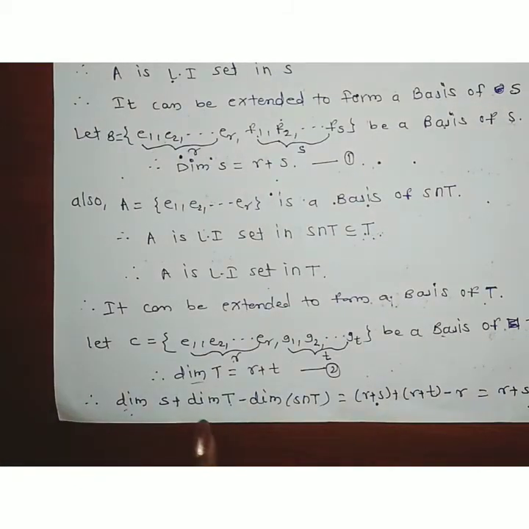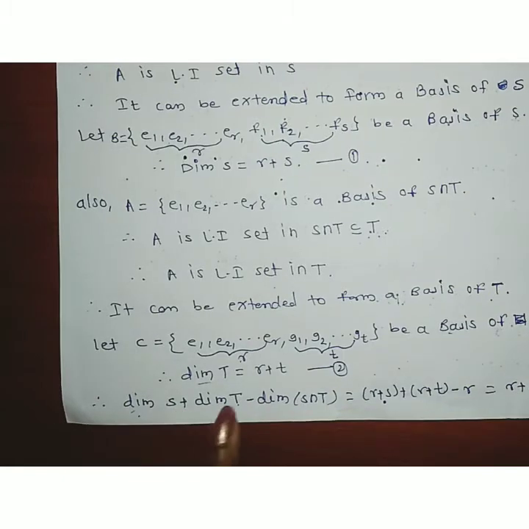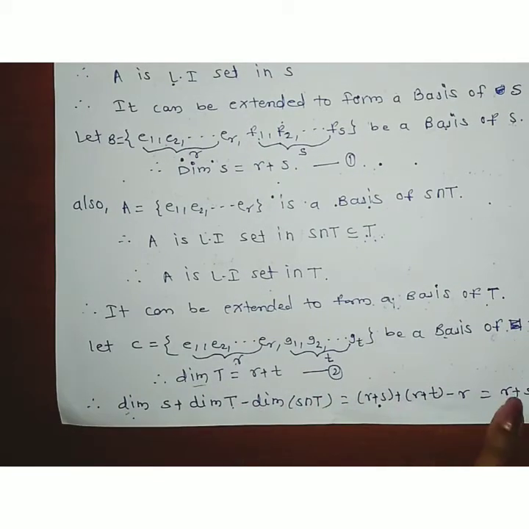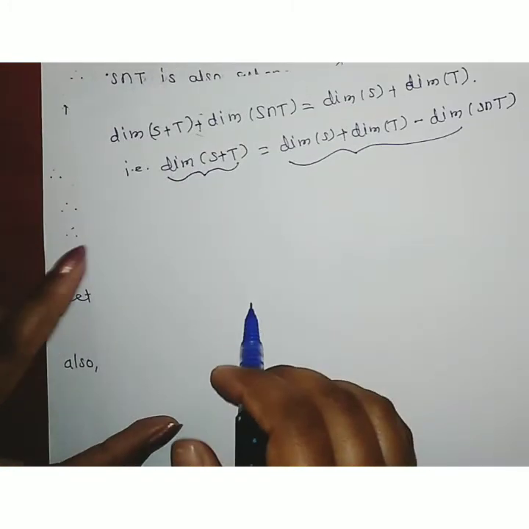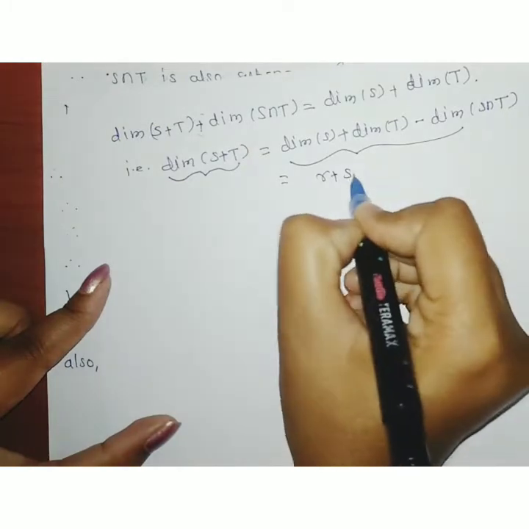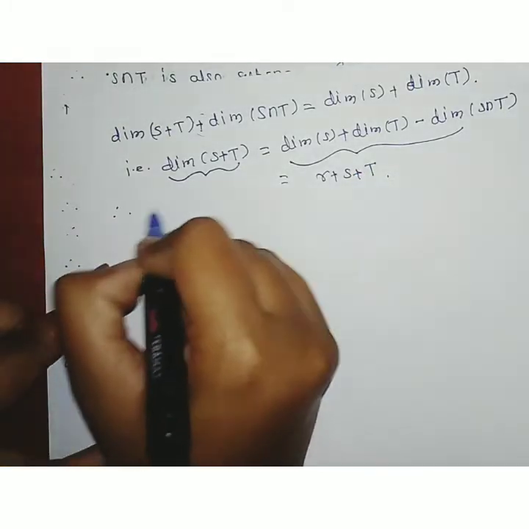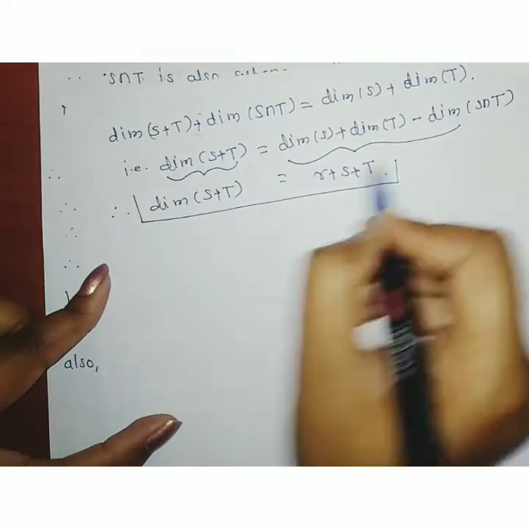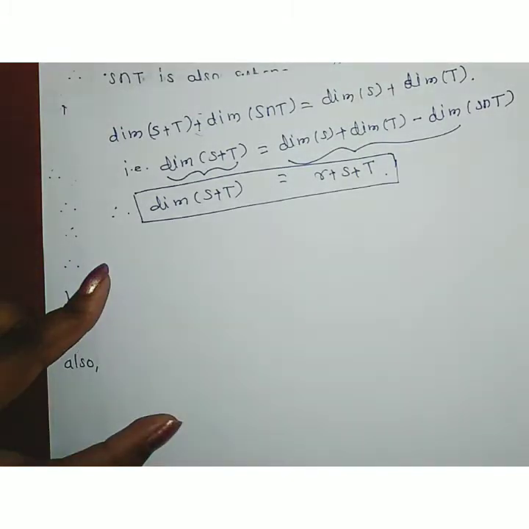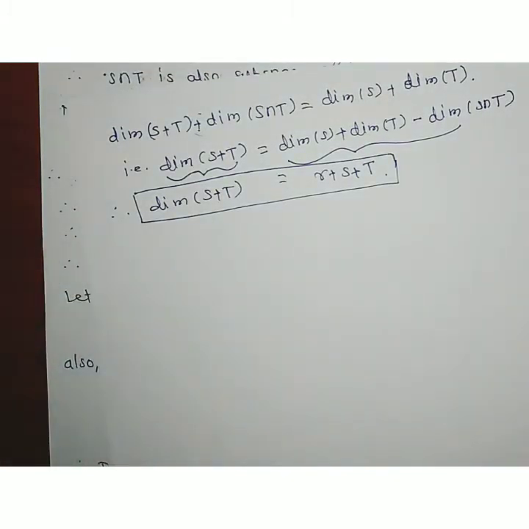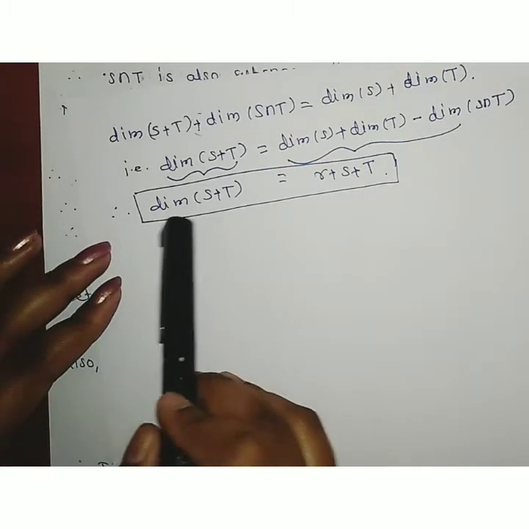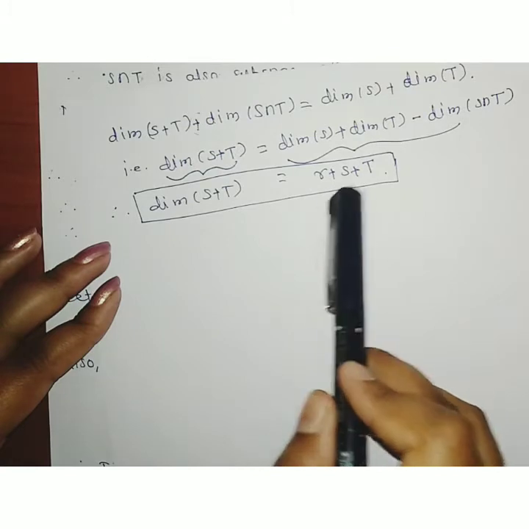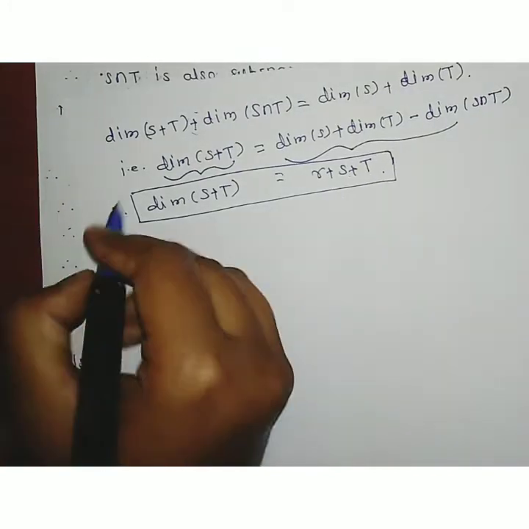what we have shown is that the dimension of S plus the dimension of T plus the dimension of S intersection T is equal to r plus s plus t. The dimension of this set is r plus s plus t. So what we have to show is that the dimension of S plus T is equal to this r plus s plus t. Then our theorem's first case is true. This is what we have to show.